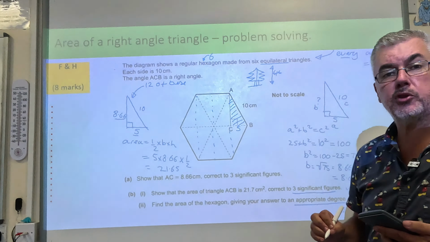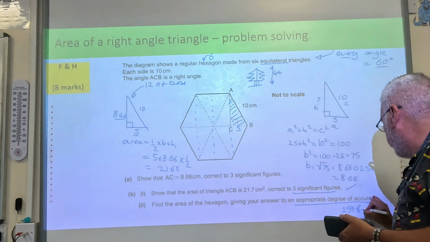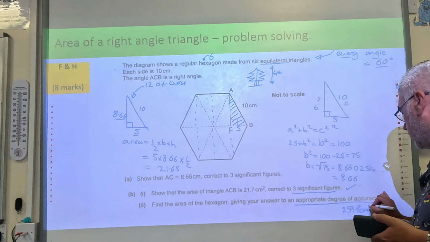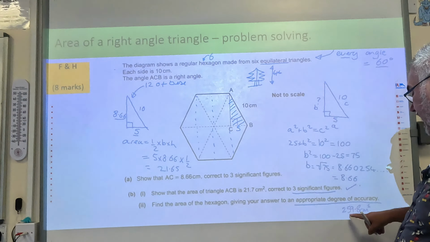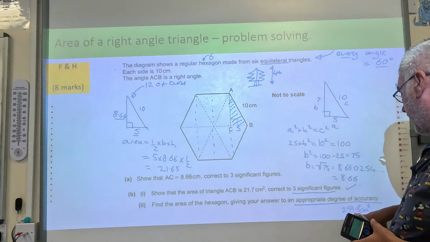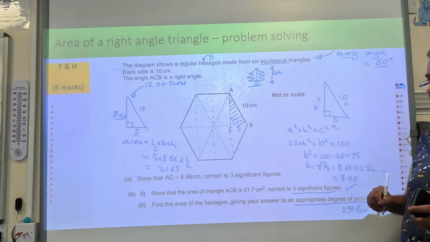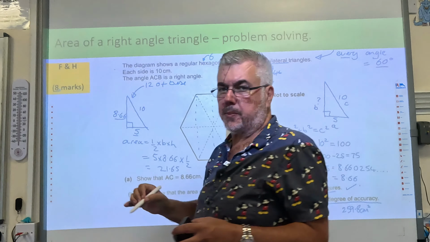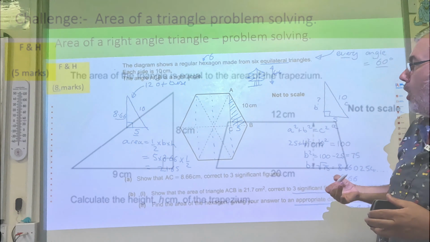So the area of this hexagon is 259.8. I need to put some units in. Centimetres in the question, centimetres in the answer. Because it's area, I need to square those centimetres. 259.8 centimetres squared. I've just given the exact answer on my calculator. I could have rounded it to 260. Hope that makes sense. Slightly more challenging question, but worth a lot of marks, because it involved Pythagoras and the area of a triangle, quite a bit in there.